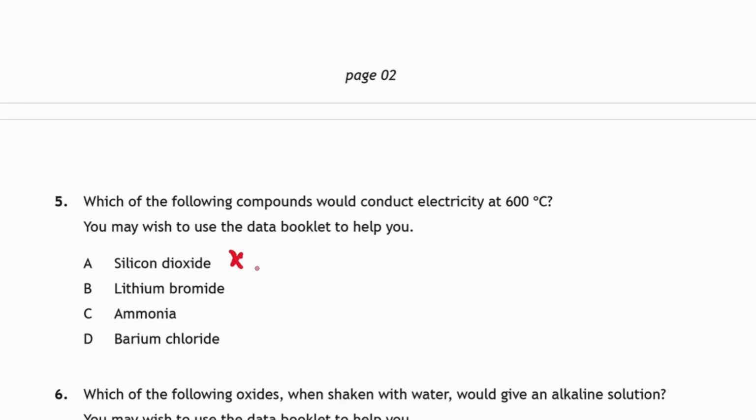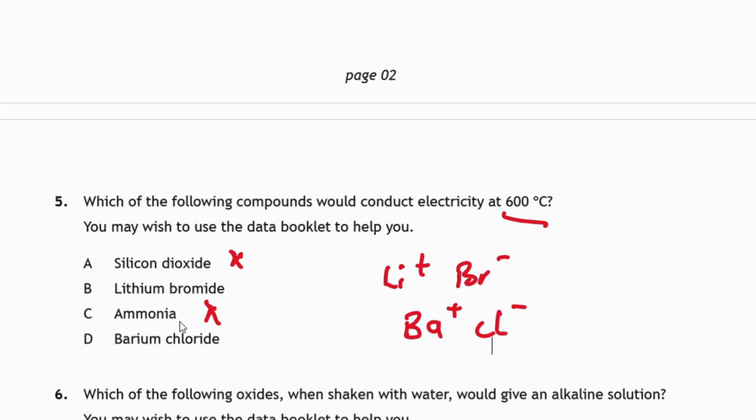So silicon dioxide is a covalent network, which is not going to conduct electricity. And ammonia is also covalent, so these two are not the option. But lithium bromide, a positive and a negative end, and also barium chloride, positive and negative end, these two are ionic compounds, but we only have to have one option.